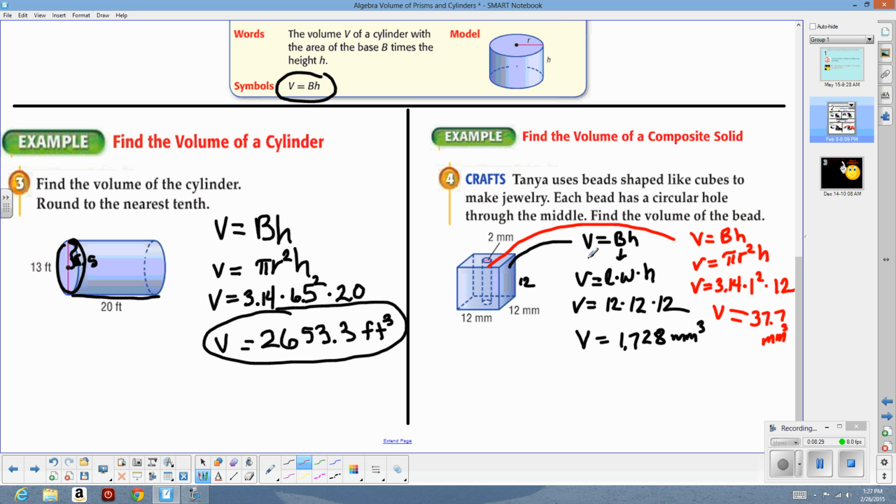Now if you want to find the volume of the bead, we're going to take the volume of the cube and subtract the part that's cut out. So we're going to take 1,728 minus 37 and 7/10. And that's going to equal 1,690 and 3/10 millimeters cubed.